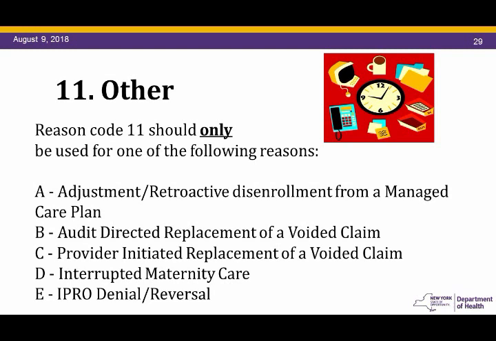If you are billing electronically, it is just delay reason code 11. If you bill on paper, you need to mark the A, B, C, D, or E, and if the TCN is required, you need to put the TCN of the claim you're referencing.